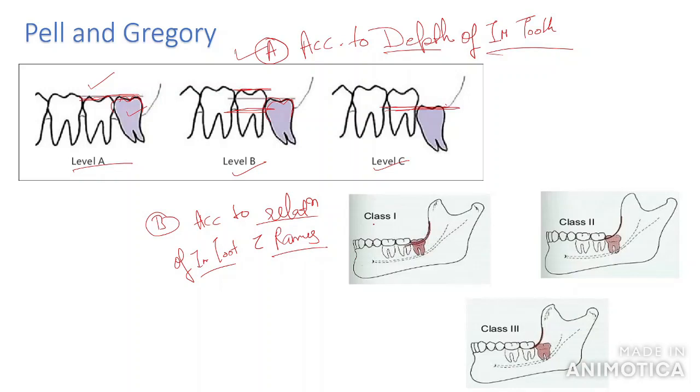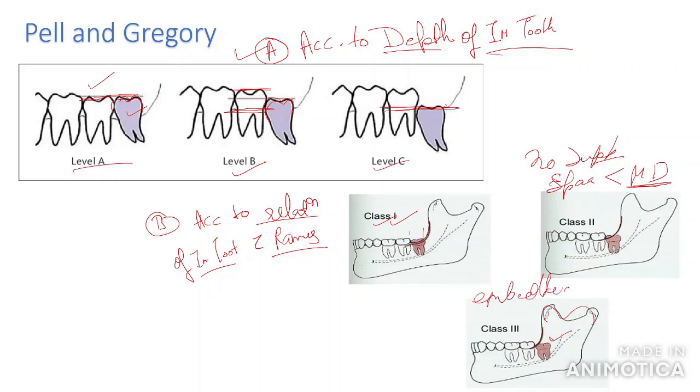See, in class 1, you will see that there is sufficient space to accommodate the entire mesiodistal width of the impacted tooth. So this is your class 1. In class 2, there is not sufficient space available, which means the space that is present is less than the mesiodistal width of the impacted tooth, right? And in class 3, the entire tooth is embedded in the ramus. So class 3 is your embedded.